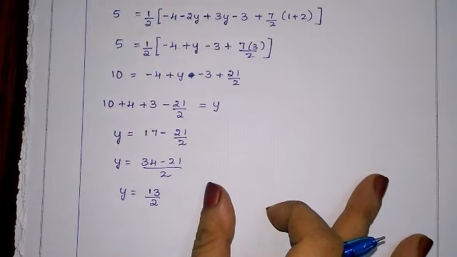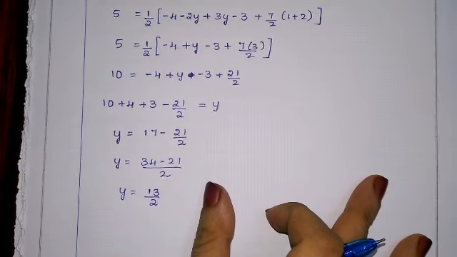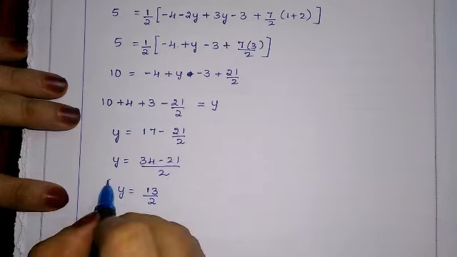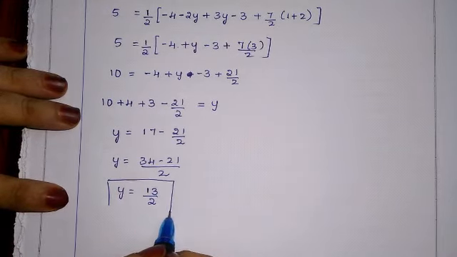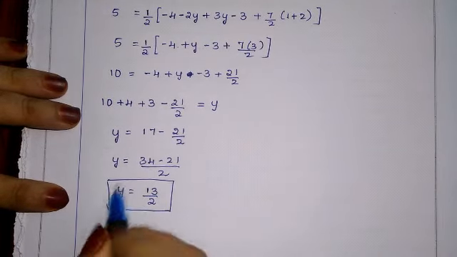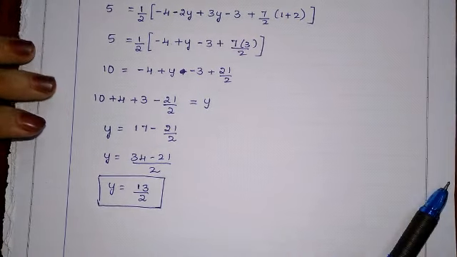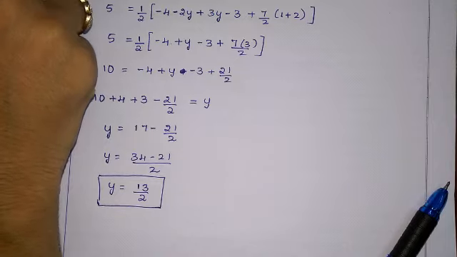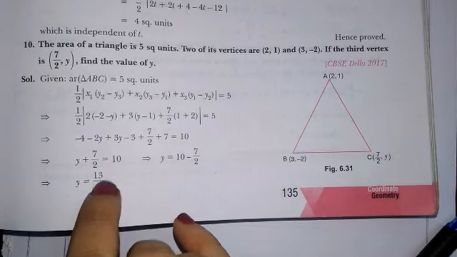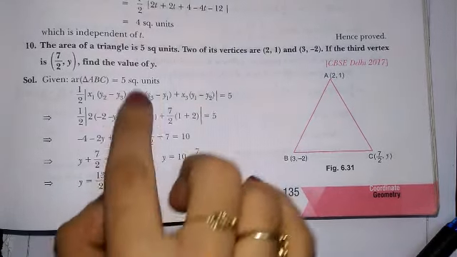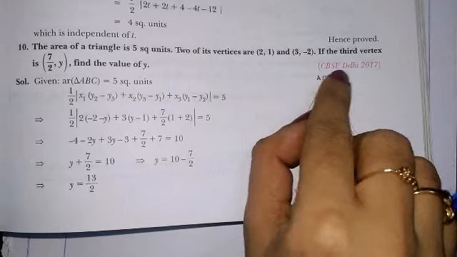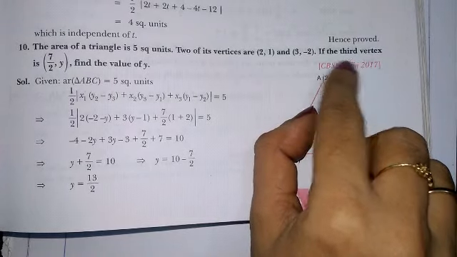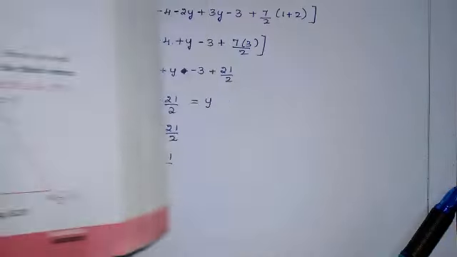Let me check the answer once. They told us to find the value of y, so the correct answer is 13 by 2. I can show you, it is a question from the question paper. Here let me show you the answer. The value of y is 13 by 2, and this is a question from the 2017 previous year's papers.